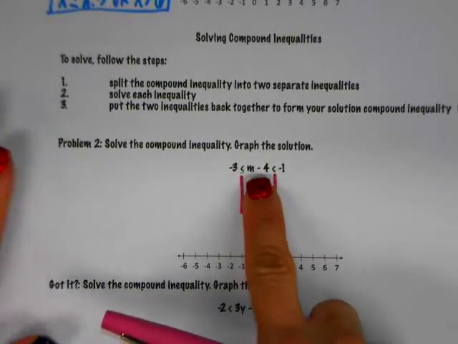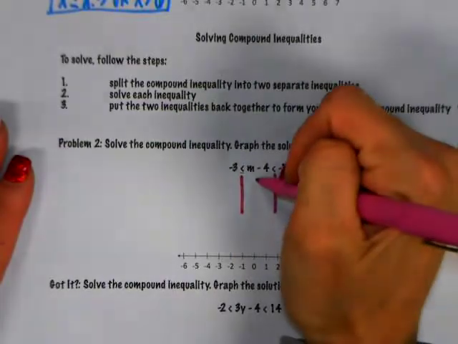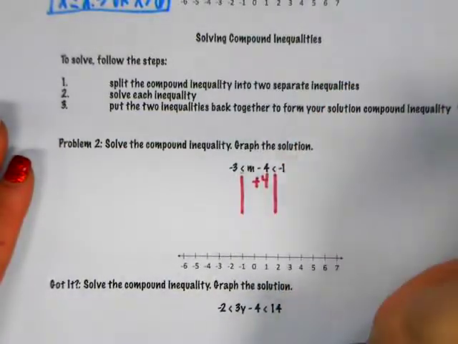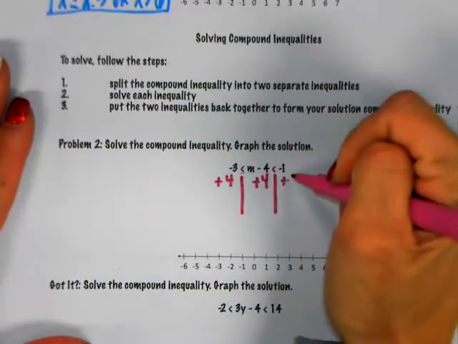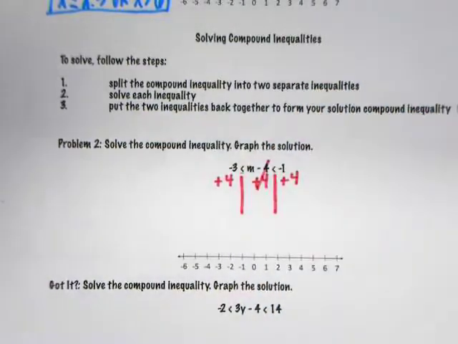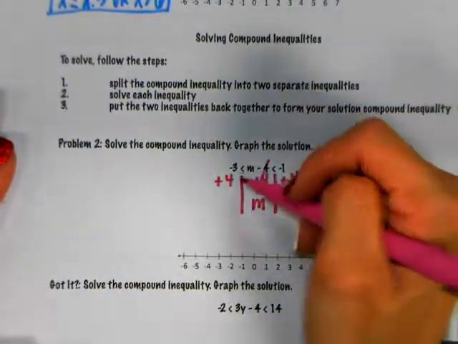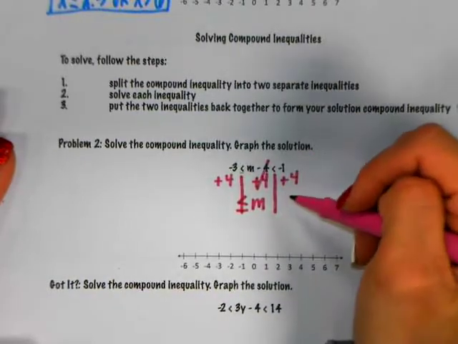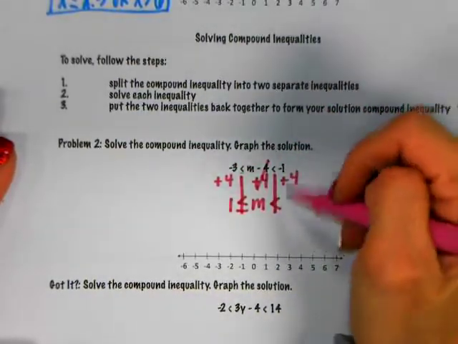So how would I get the m by itself? Yep, +4. And you're going to do that to all 3 parts, like this. So you're kind of solving 2 inequalities at the same time. So you'll have your m in the middle. Bring that down. -3 + 4 is 1. -1 + 4 is 3.